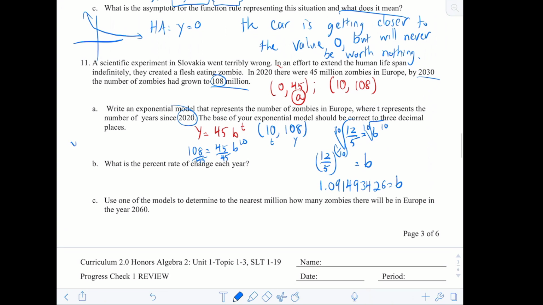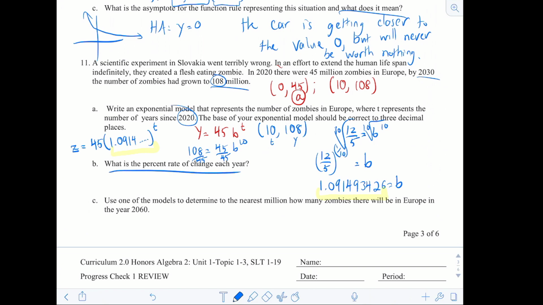So the equation I want to write is y. Actually, let's do things in terms of zombies. So z is equal to 45, parentheses, 1.09. Here, you want a little trick. So 1.4, dot, dot, dot, open parentheses, and then raise to the t power. That way you just don't have to rewrite all of them. And then you could say that is linked up with that one, and I'll understand what that means.